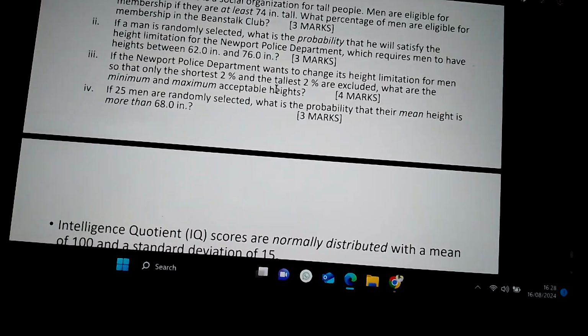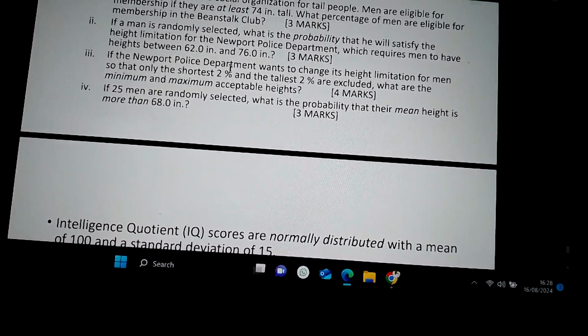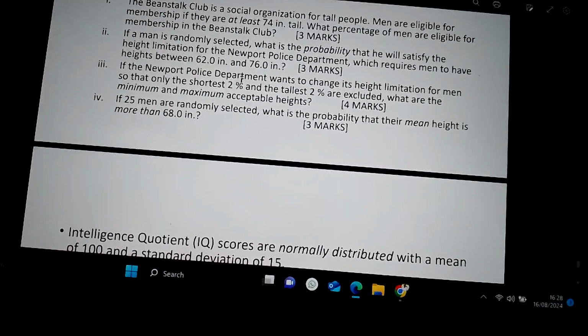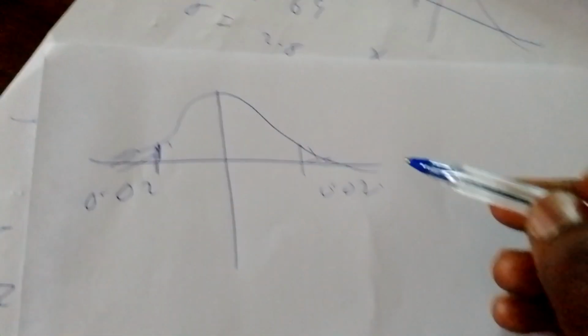So we are looking at a probability of 0.02 to the left and a probability of 0.02 to the right. We are taking out all those probabilities, so this is like a reverse calculation. Let's see how we do this. If you draw the graph, it would look like this. This is what we are trying to do: get rid of 0.02 here and 0.02 here. So how do we do this?